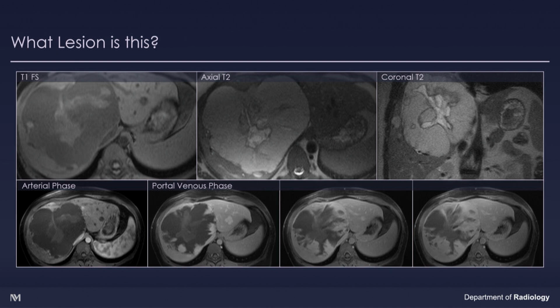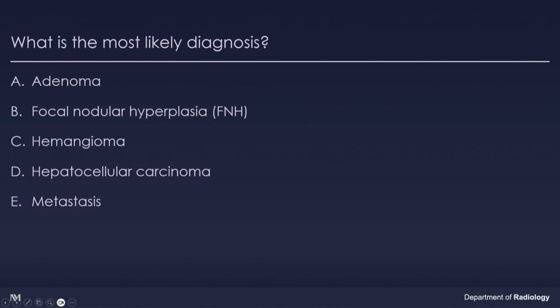So let's start out with this case. Here's a lesion. This is a T1 weighted image, the T2 weighted image, the coronal image, early after gadolinium in the arterial phase, portal venous, and more delayed images. And the question is, what is the most likely diagnosis? And just think about this. Is it A, adenoma, B, FNH, C, hemangioma, D, hepatocellular carcinoma, or E, metastasis? And the answer is hemangioma. And why do I say that?